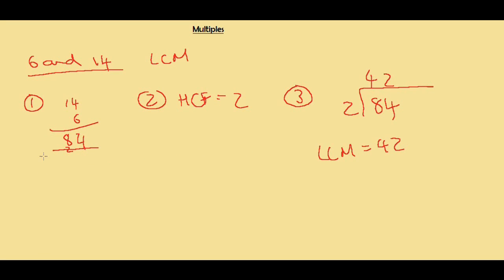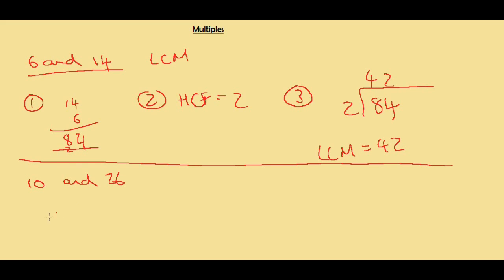And I'll just draw a line here, and we'll try one more. As I said, this video was short, so we can do a few more examples. 10 and 26 in this case. So first step again, times them together, 260, nice and easy. 10 times 26. Number 2, what goes into 10? 1, 2, 5 and 10.